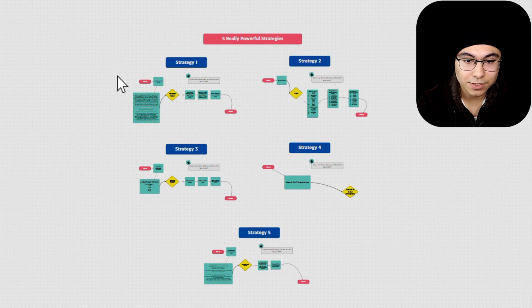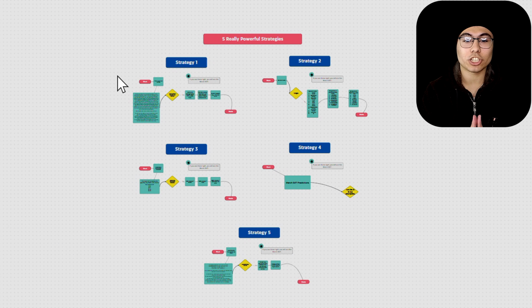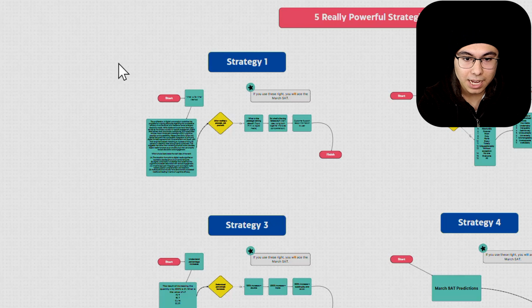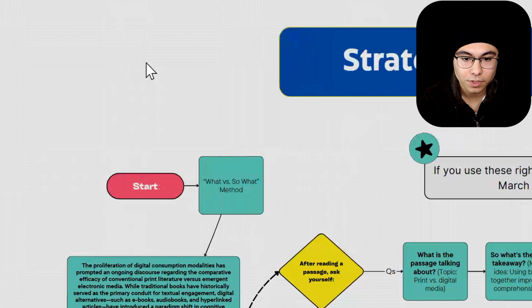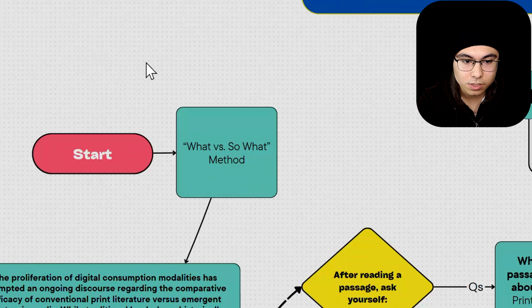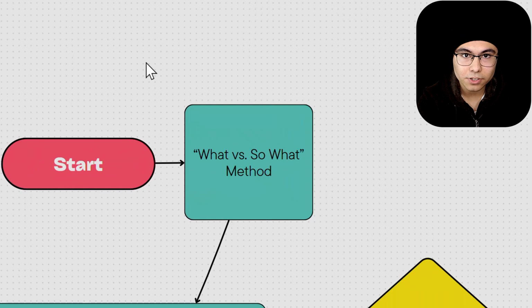So in this video, as you can see in this whiteboard, I will share 5 really powerful strategies, and each one is so important if you're taking the March SAT. So let's get into it. So here we have strategy number 1, and it's called the what versus so what method. And it is so powerful.